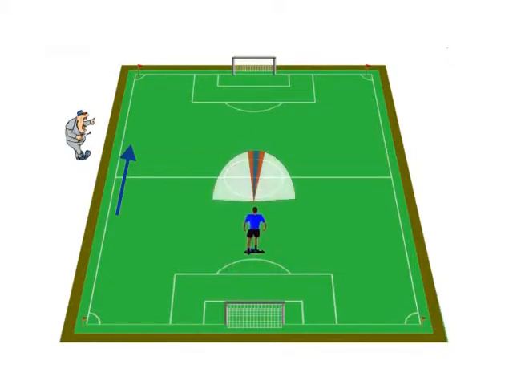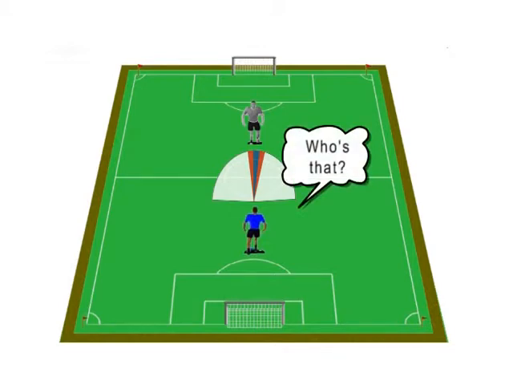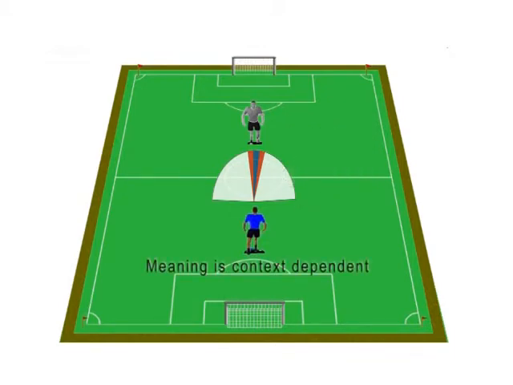Here, his physical orientation takes in the far goal and the coach, and he understands the meaning of both. Now, we'll introduce a person into his visual field. At this point, the person is available to perception, but lacks meaning. It's an entity without an identity.